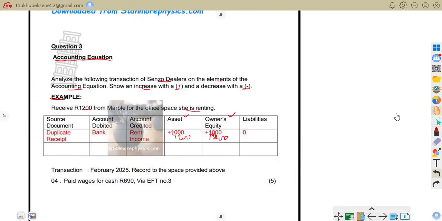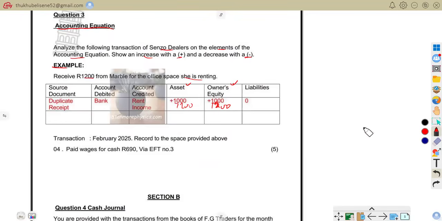Now we are given what we have to do. Transaction, February 2025, record to the space provided above. 34, paid wages cash for 690 via EFT number 3. So what you're going to write under source document is the bank statement, EFT.